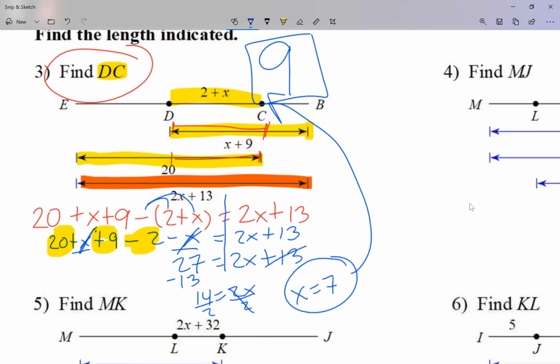So once you solve for x, don't think that's it. Go back and find out the segment you're looking for. I'm going to solve for x in order for me to answer my question here. Find the segment DC is 9.